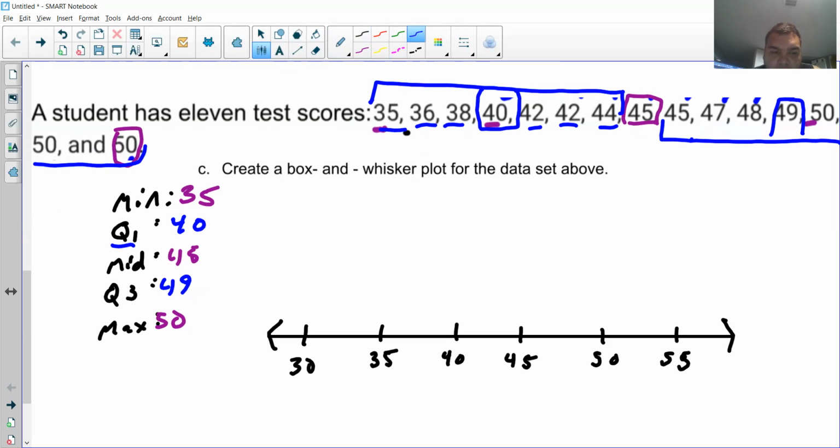Now, each point here, I'm going to graph above the line. You could technically graph below it, but I'll just graph above it. So 35 would be here, 45 would be here, and 50 would be here. 40 would be here, and 49 would be here. I know I'm going really fast, but I just realized I'm very low on time and I really want to get over everything.